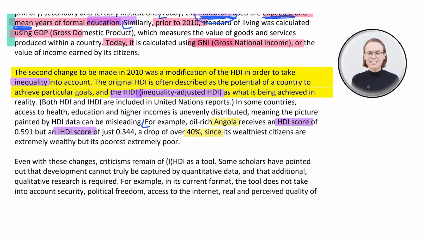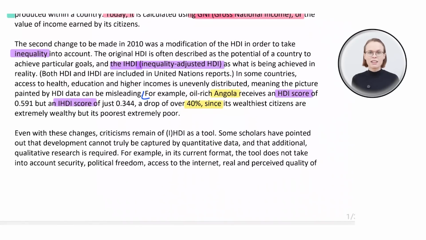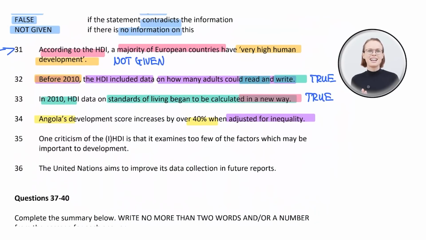Now we know that the last sentence is crucial for our statement because the last sentence says that Angola receives an HDI score of about 0.5 and an IHDI score of about 0.3. So there is a drop of over 40% when the score is adjusted for inequality. And our statement says that the score increases by over 40% when adjusted for inequality. This contradicts the information in the passage. The passage says the opposite. So we write down false. This is the correct answer.